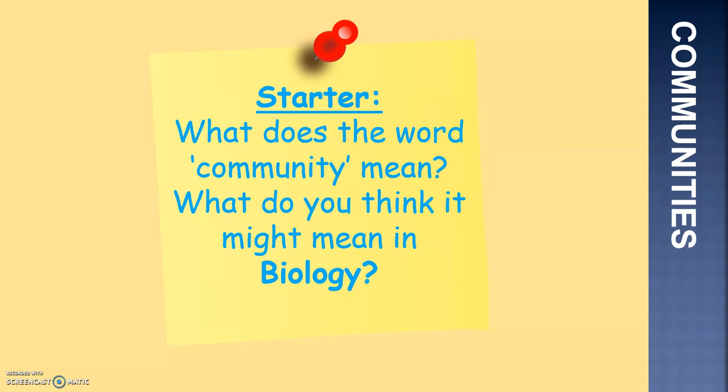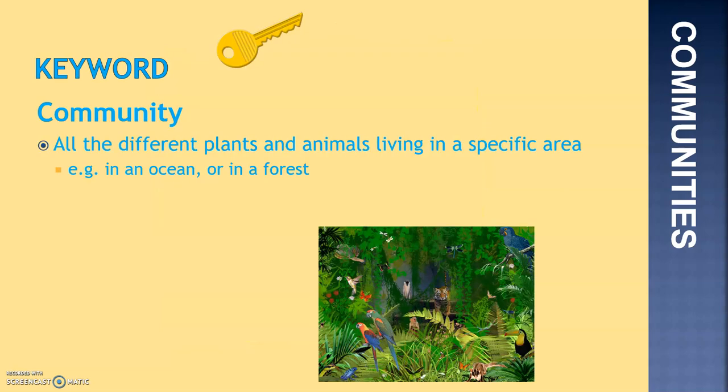a community. So now in terms of biology, community is all different plants and animals living in a specific area. For example, species living in the ocean, living in a forest. When we look at the oceans, we can talk about the seaweed, we can talk about the fish, the shark, the dolphins, okay? The seals, we can mention quite a number of things, the octopus.